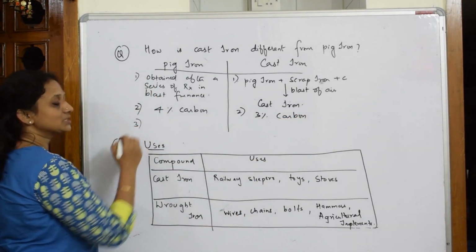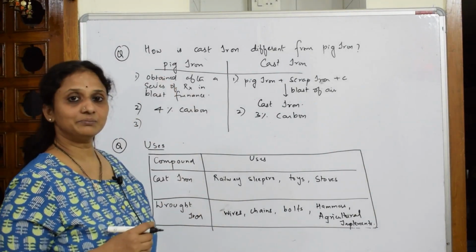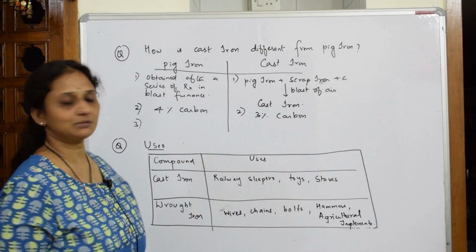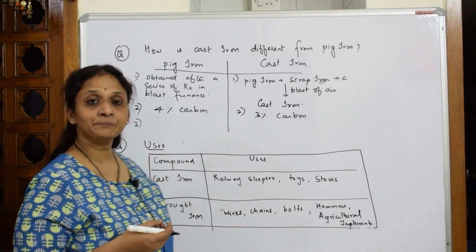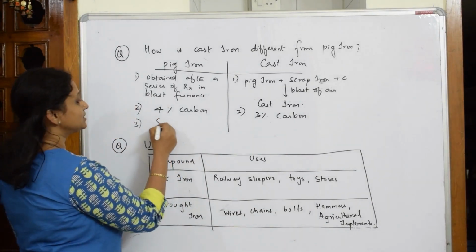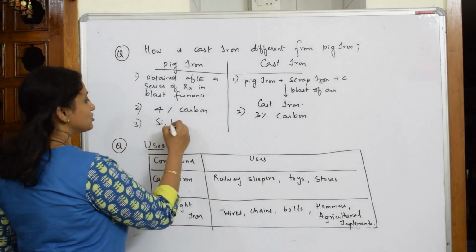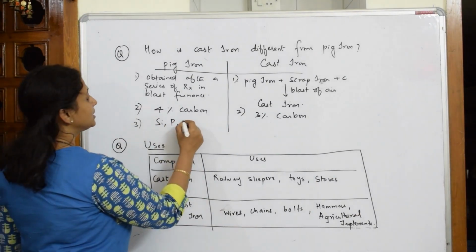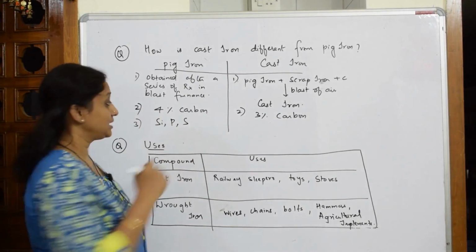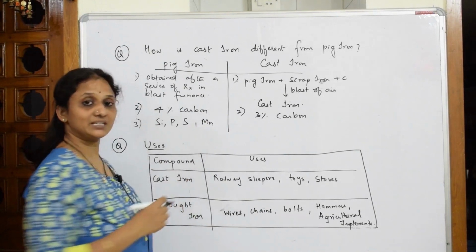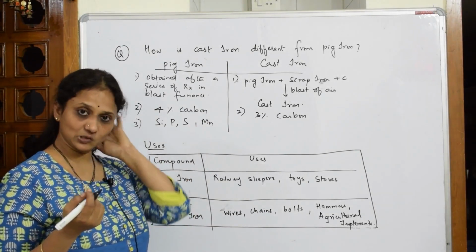Now, when I speak about the impurities, pig iron along with this 4% carbon, it also has impurities as we have seen in the blast furnace. Silica, isn't it? It has silica as an impurity. It has phosphorus as an impurity. It has sulfur as an impurity. Yes, it has manganese also as impurity. Yes, certain traces of manganese also are present.